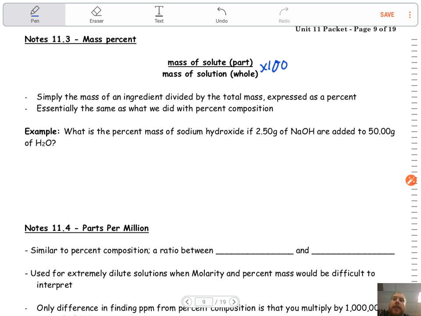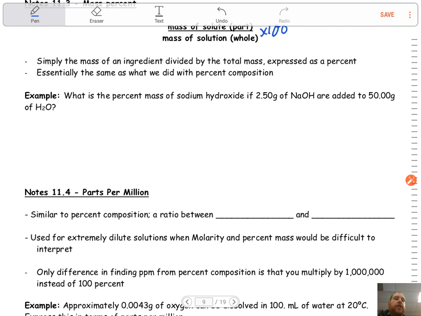And we've kind of done this already when we looked at things like empirical formulas to some extent, but this is where we just have, okay, how much is the solute out of the entire solution, okay? And percent composition, like I said, we've done this already as well, but now it's just going to be smaller percentages because the solute makes up a very small portion of our solution. So what's the mass percent of sodium hydroxide if 2.50 grams of NaOH are added to 50 grams of water?